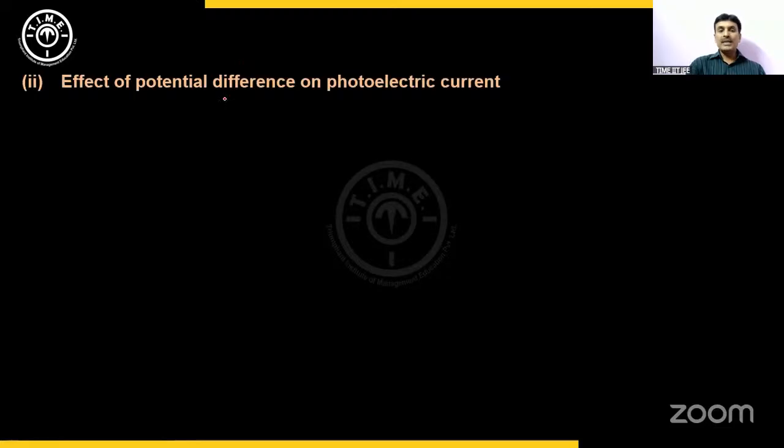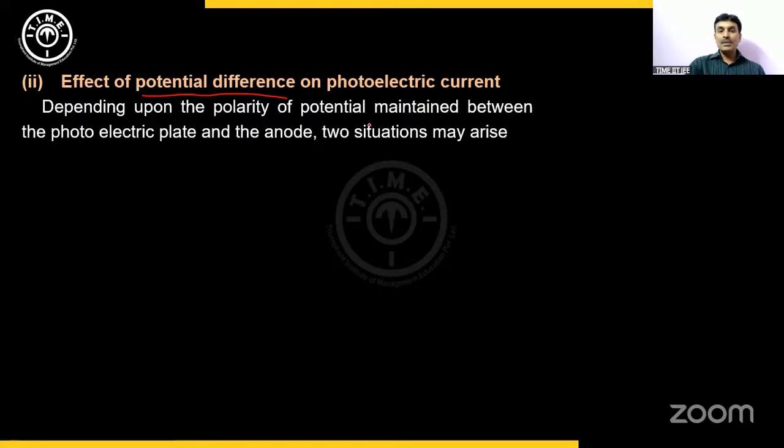Now, coming to the effect of potential difference on photoelectric current. The previous one was the effect of intensity. Now, what happens if the potential difference between P and C is altered? Depending upon the polarity of the potential maintained between the photoelectric plate and the anode, two situations may arise: when the plate is maintained at higher potential compared to the anode, or when the anode is maintained at higher potential compared to the plate. First one, anode is maintained at a higher potential compared to the plate.